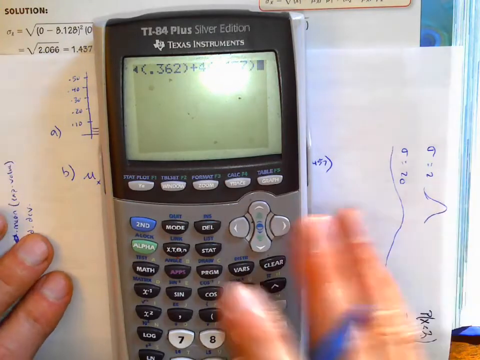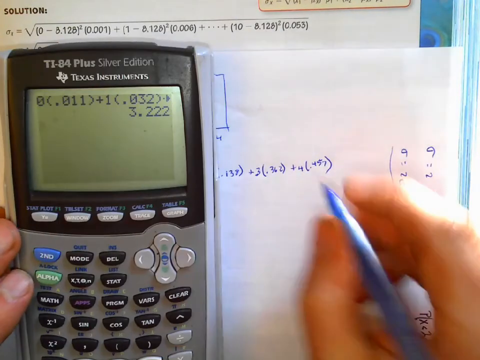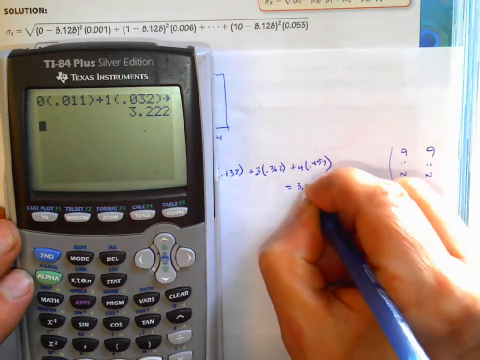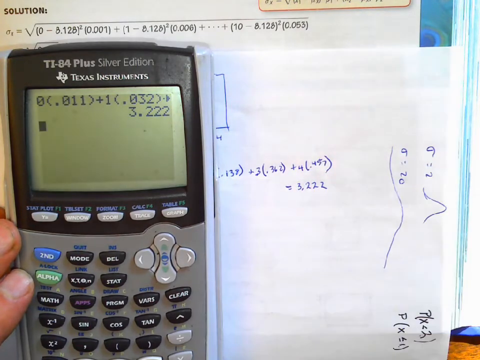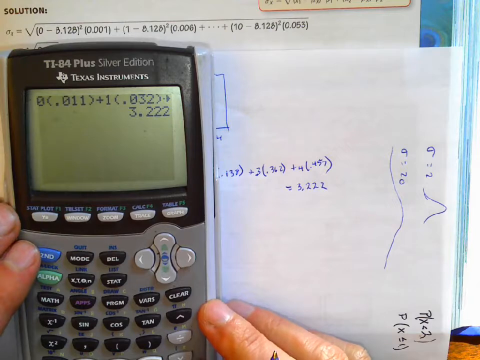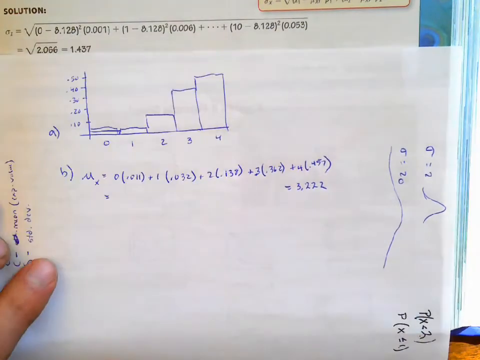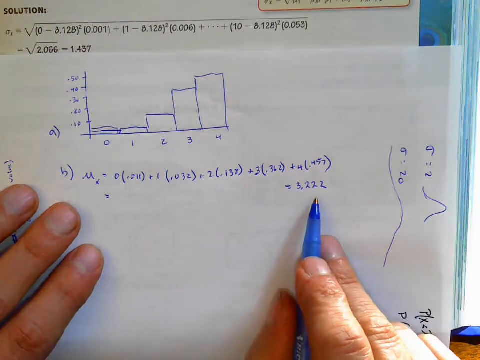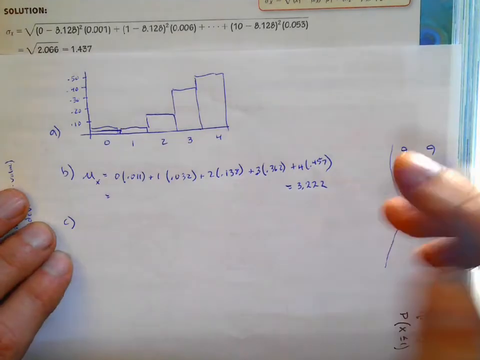Okay, I just put all that in the calculator here, and I get 3.222. Yes, I did it right. So I know that the mean of X is 3.222. Then part C, oh, I have to interpret that.